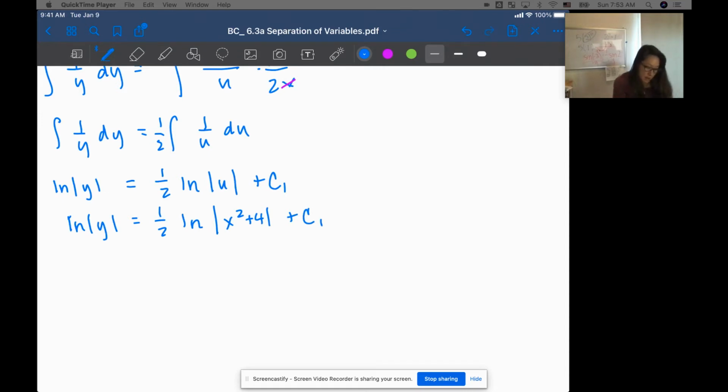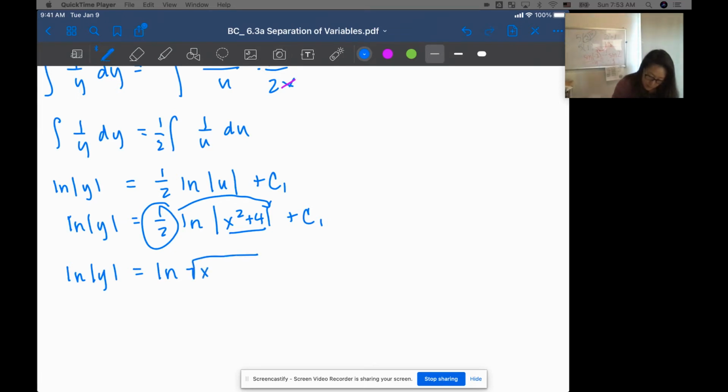All right, using the power rule, I'm going to move the 1/2 to be the power of the input. And also I noticed that x squared plus 4 is always positive, so I can go ahead and drop the absolute value signs. So I have the ln of the absolute value of y is equal to the ln of the x squared plus 4 to the 1/2, which is the square root of x squared plus 4, plus c1 is on the outside.